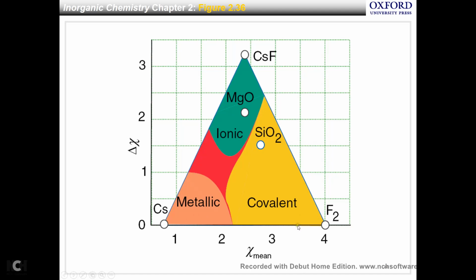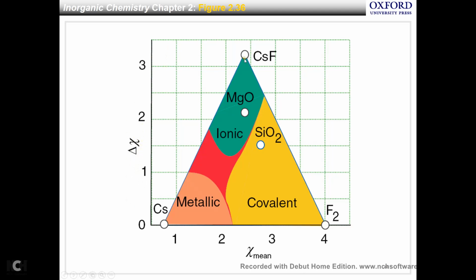Oxygen has a 3.5 electronegativity. So oxygen is here, nitrogen is here, carbon is here. Those are covalent bonds. Hydrogen, I think, is here. Two hydrogen atoms form a covalent bond. Now look at the vertical axis. That's the difference between the values of electronegativity of the two atoms.